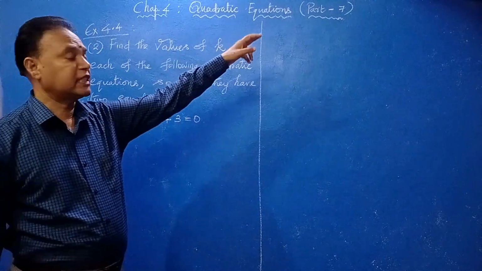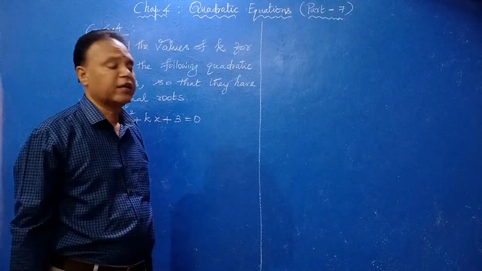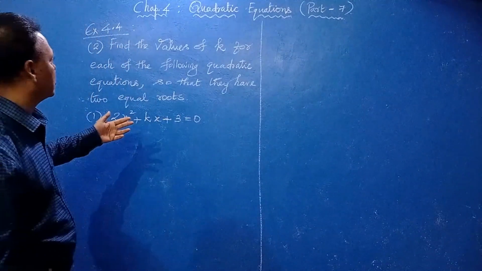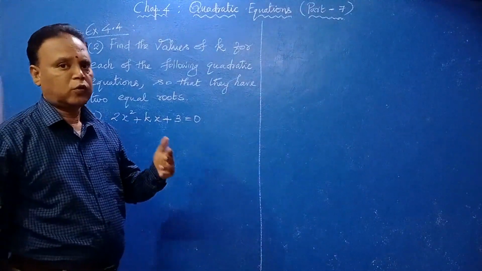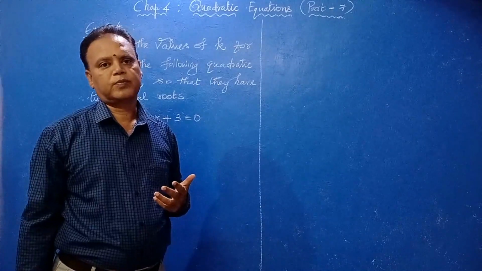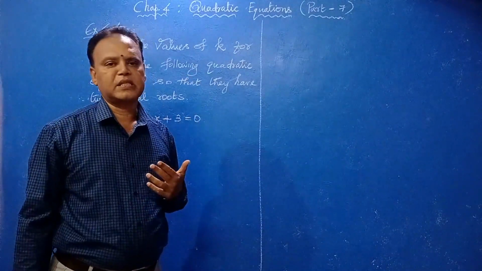Chapter 4 Quadratic Equation Part 7. See, in Part 6, you have studied nature of the roots. So, we will continue the same nature of the roots. You should remember what is nature of the roots. In Part 6, I have given those conditions.